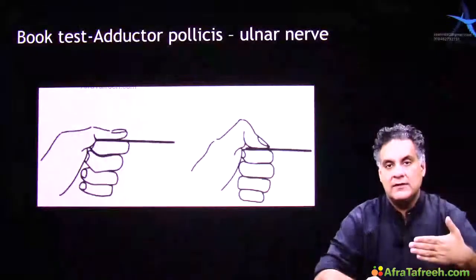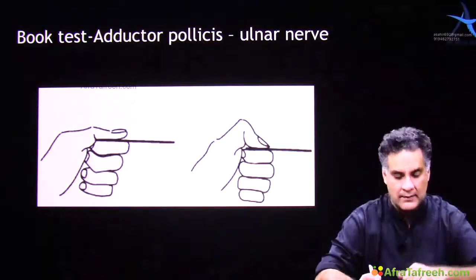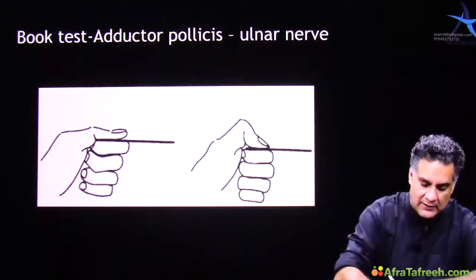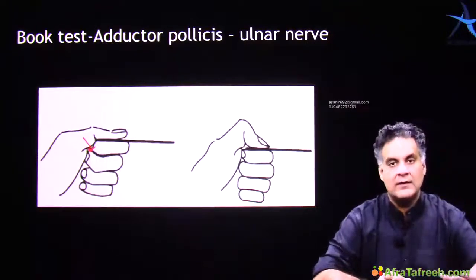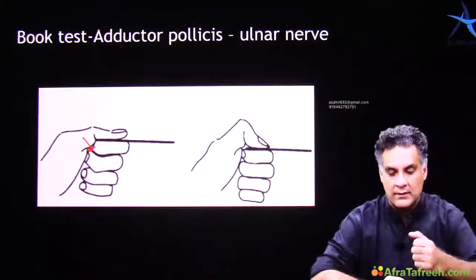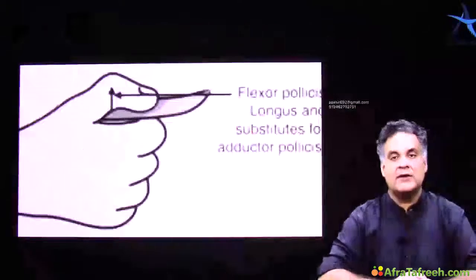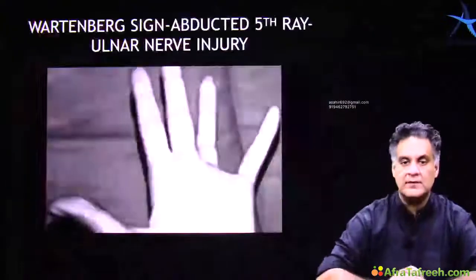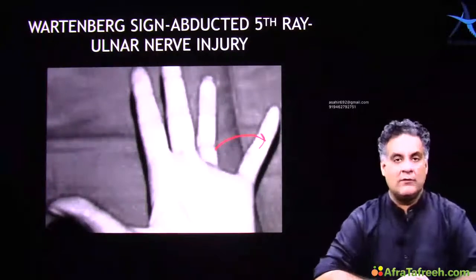Similarly, you give a book to a patient to be held between the thumb and palm. This is by adductor pollicis, and adduction is by the ulnar nerve. So if it is gone, the patient will not be able to hold the book, so he will not let the book go. He will grasp it by flexing his thumb. This is called Froment sign. Similarly, if the little finger gets abducted, it's called Wartenberg sign.